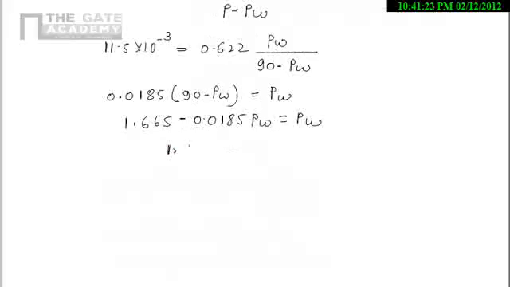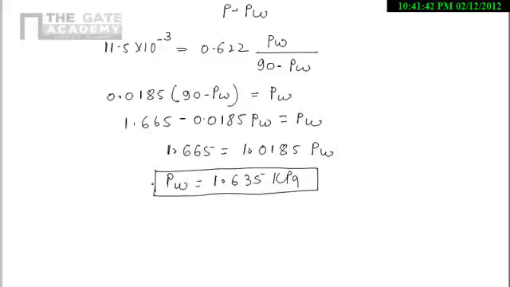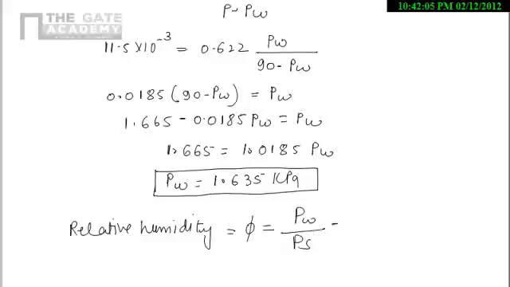On further simplification, I get 1.665 equals 1.0185 Pw. So Pw will be 1.635 kilopascal. So I have the value of the partial pressure of water vapor, that is 1.635 kilopascal. Now we are interested in relative humidity. Relative humidity, phi, equals Pw by Ps. Pw is 1.635 and Ps is 4.24. So it is coming to 38.56 percent. The correct answer is 38.56 percent.